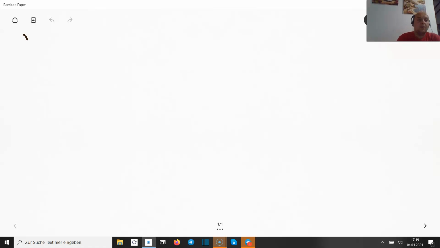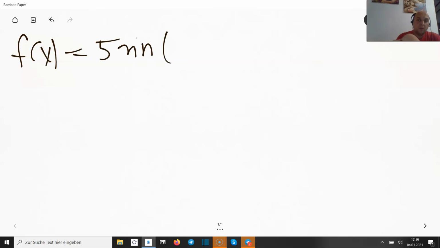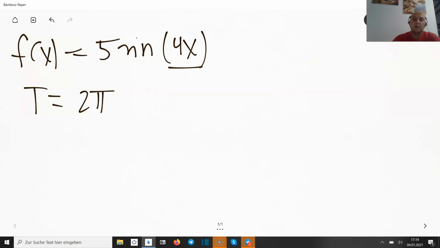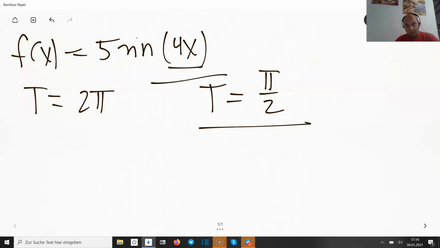Right, so let's start with f of x being equal to, let's say, 5 times sine of 4x. The normal sine of x has a period of 2 pi. If we have 4 in the argument, that means that things are happening 4 times as fast as normal, which means the period of this function is not 2 pi, but 2 pi divided by 4, which is just pi divided by 2. Simple as that. So if we have a periodic function and change the argument slightly, the function is still periodic. Nothing more is happening.